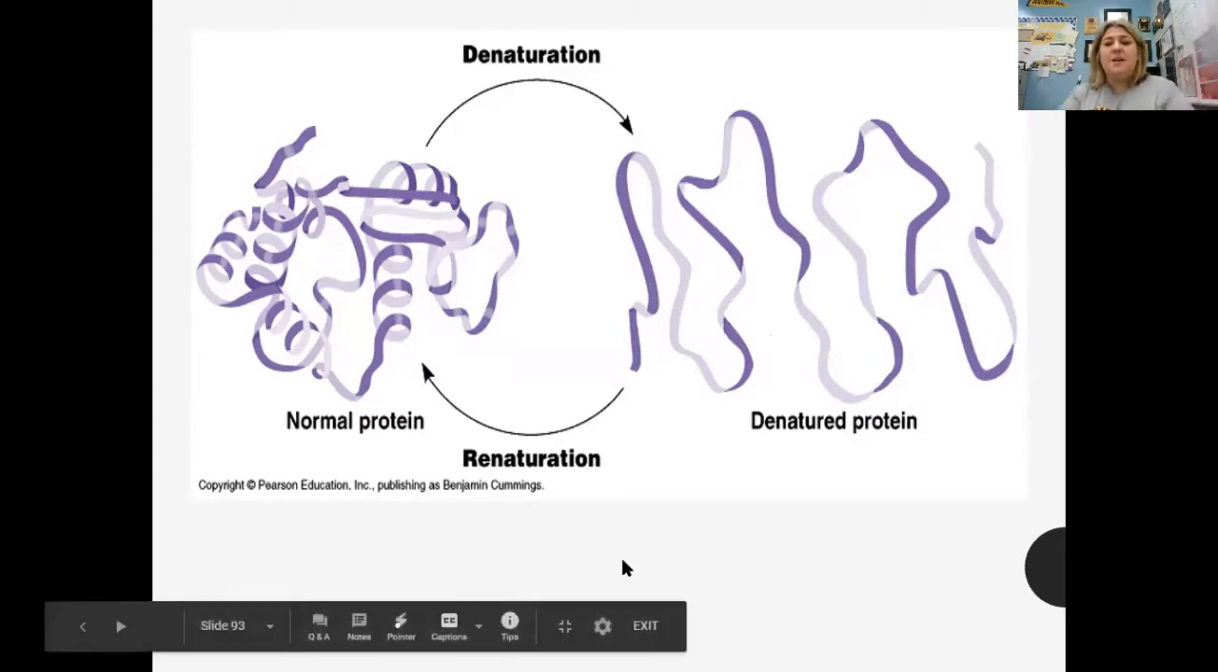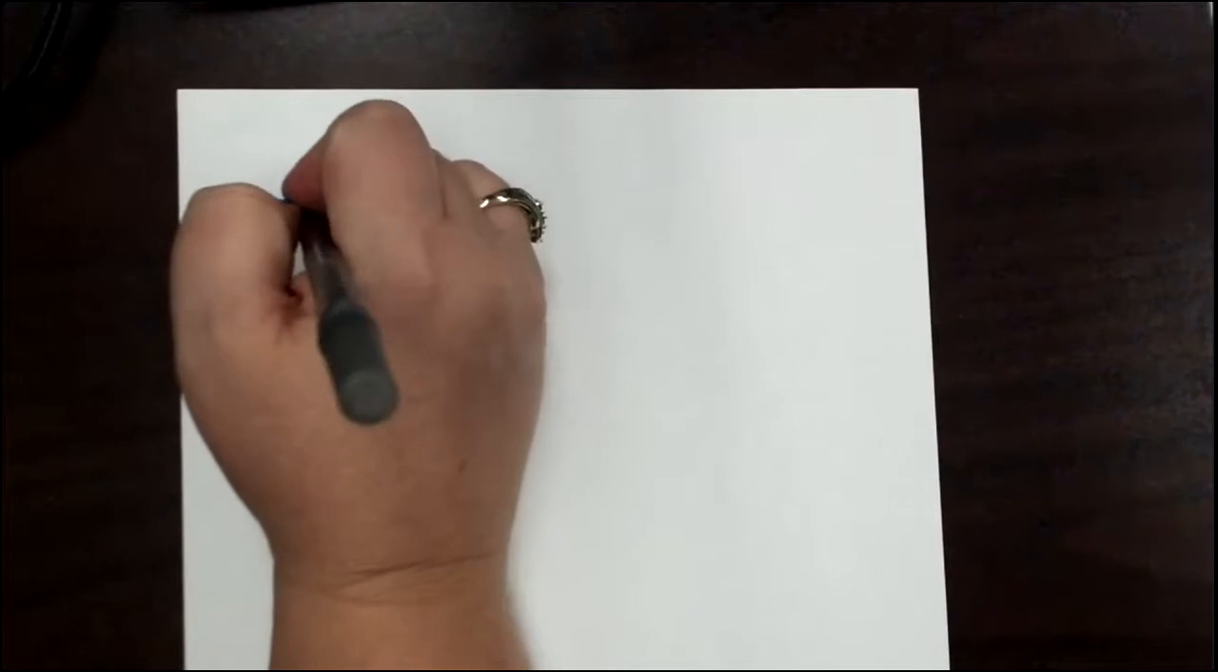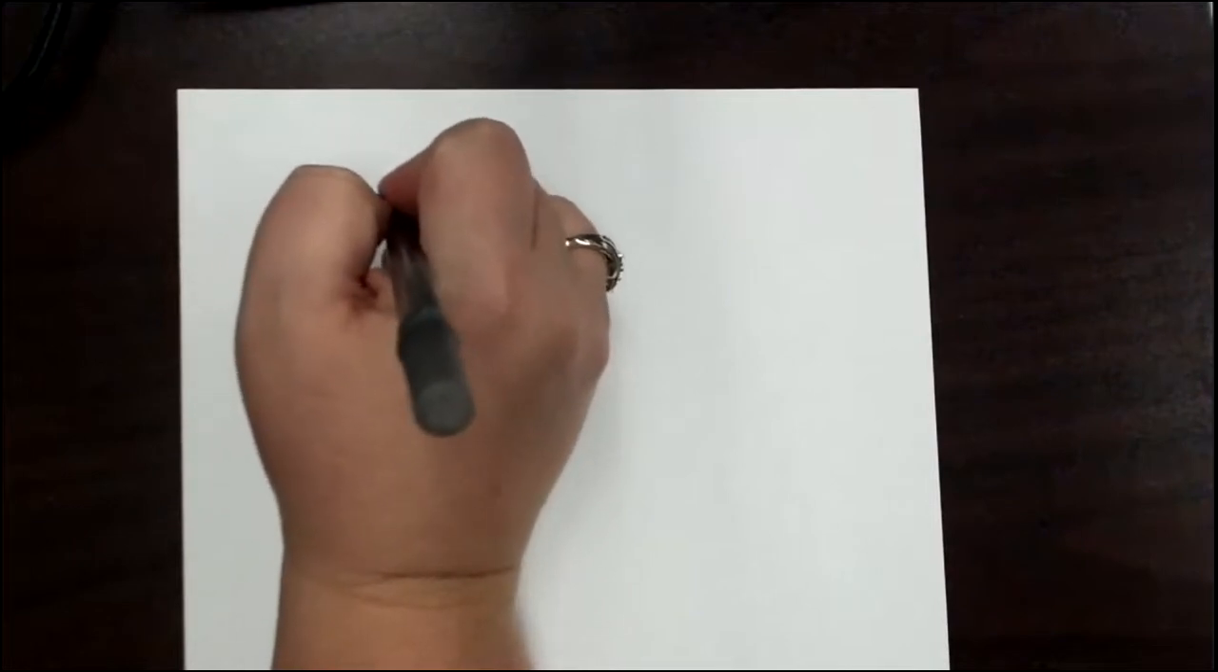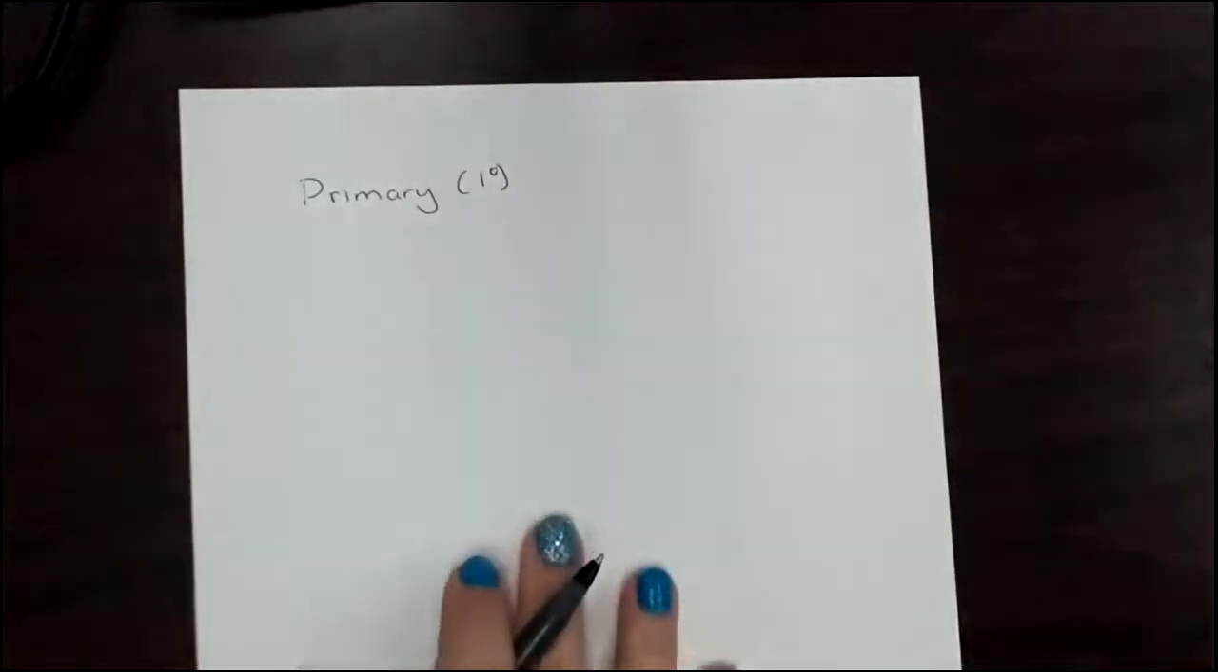Okay, so I'm going to stop sharing here, and I'm going to go to my document cam, and I want us to go back to that protein structure. I just think it's important that we draw that out. It makes it stick a little bit better. So we learned that there are 4 types of protein structure. The first one is primary. And primary is abbreviated like that, a little 1 and a little degree.